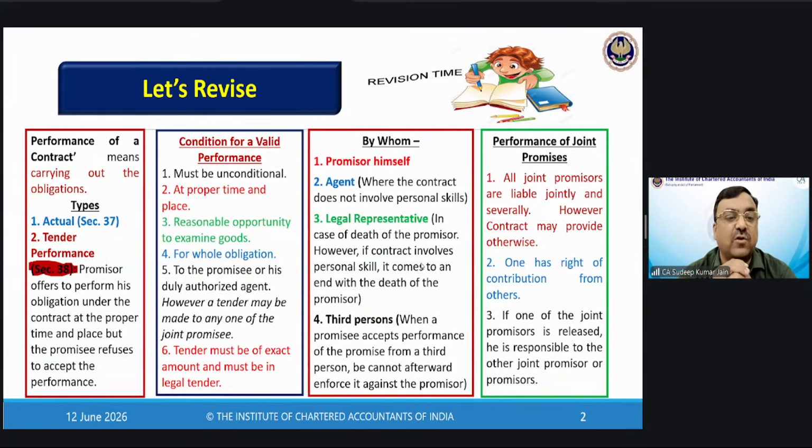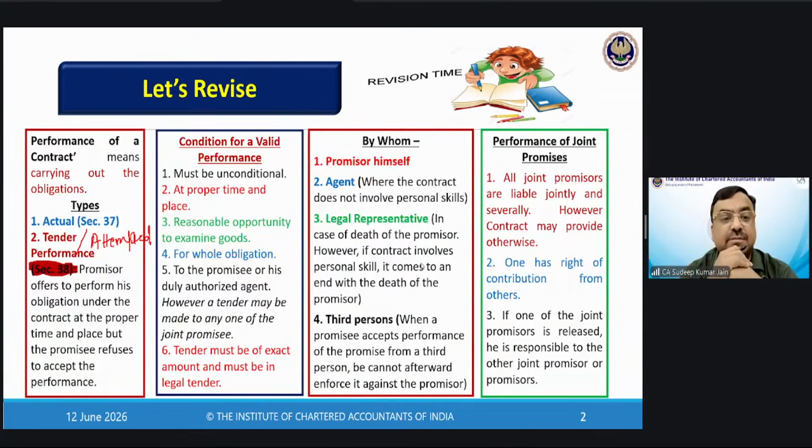The promiser offers to perform his obligation under the contract at the proper time and place, but the promisee refuses to accept the performance. In this case, there will be no liability for non-performance on the part of the promiser. This is called tender performance, or attempted performance, or offer to perform.